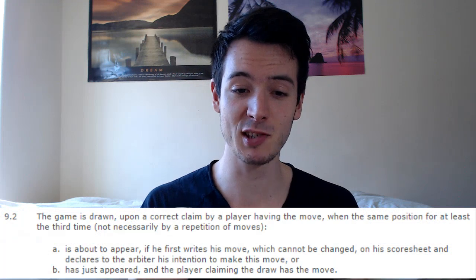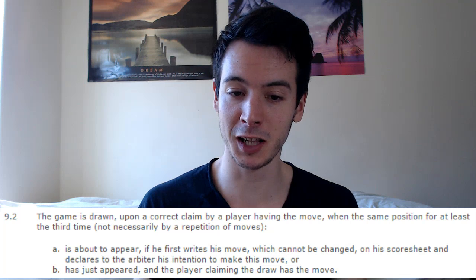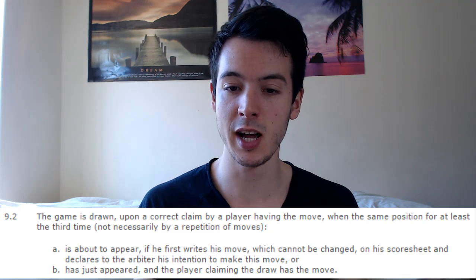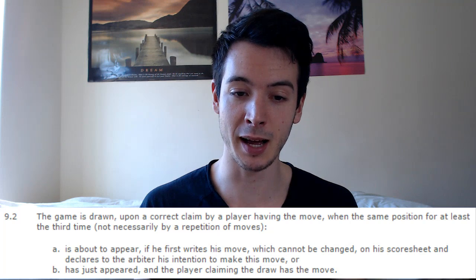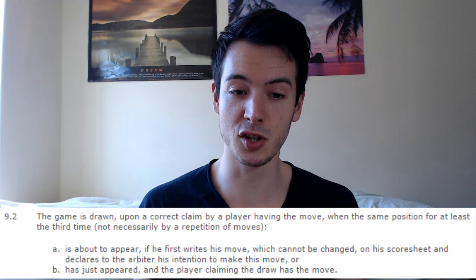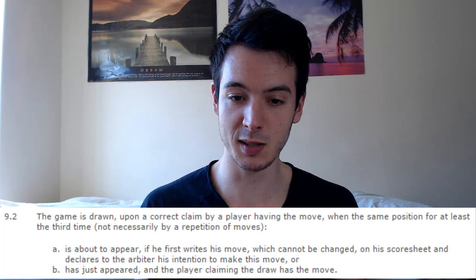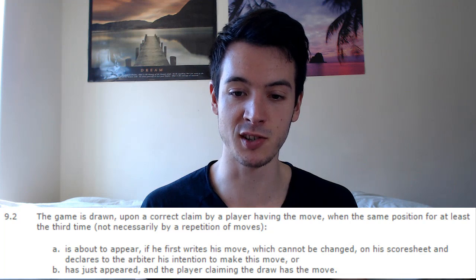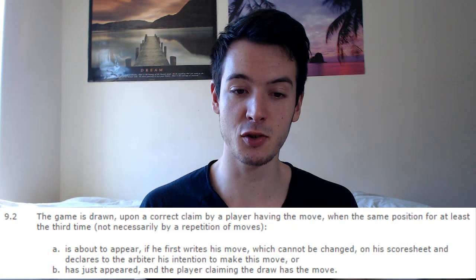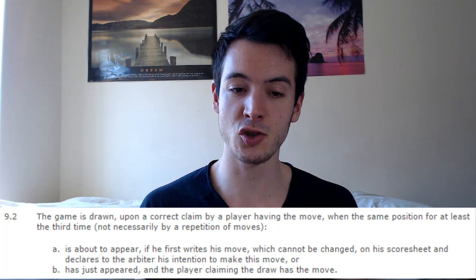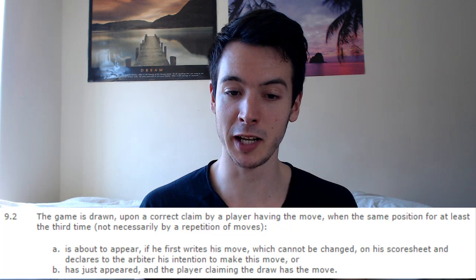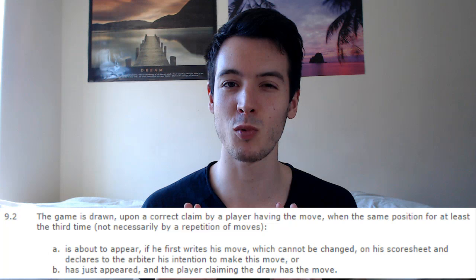And it says the game is drawn upon a correct claim by a player having the move when the same position for at least the third time, not necessarily by repetition of moves, is about to appear if he first writes his move, which cannot be changed, on his score sheet, and declares to the arbiter his intention to make this move, or has just appeared and the player claiming the draw has to move. So let's see what that means.